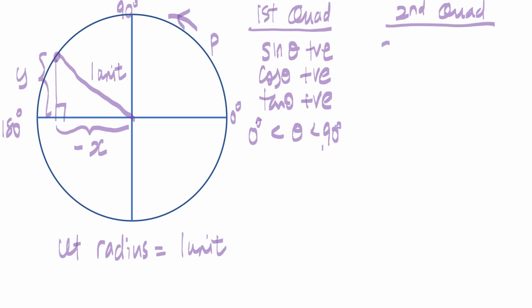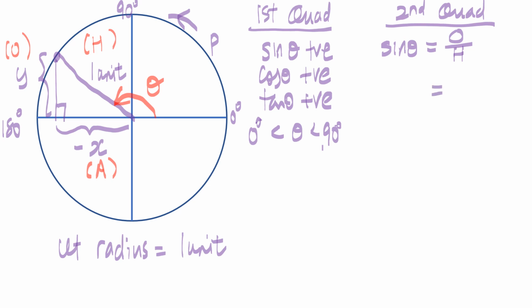So second quadrant, sine theta. To find sine theta, it's getting the length of the opposite side divided by the length of the hypotenuse. Okay, let's label all the sides first. So the angle theta now, this is your angle theta. So this will be your adjacent. This is your hypotenuse, and this is your opposite. Okay, right. So opposite will be y, and then your hypotenuse will be 1. So sine theta is equal to y, which is still positive, right?